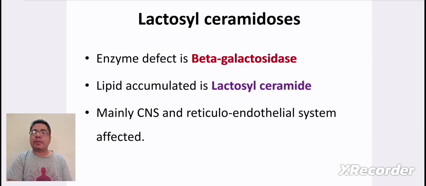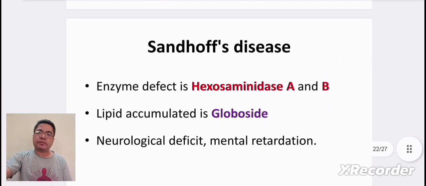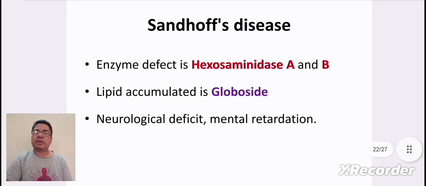Lactosyl ceramidosis. Enzyme defect is beta-galactosidase. Lipid accumulated is lactosyl ceramide. Mainly CNS and reticuloendothelial system are affected. Sandhoff's disease. Enzyme defect is hexosaminidase A and B. Lipid accumulated is globoside. Neurological deficit and mental retardation are seen.